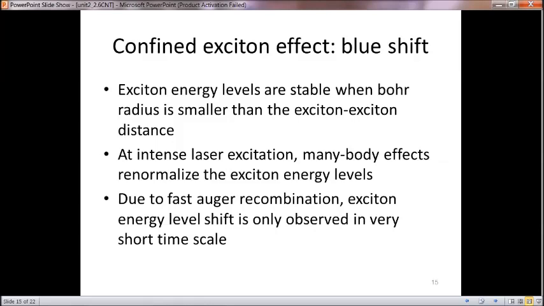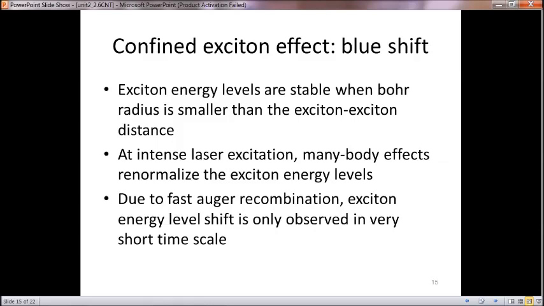At intense laser excitation, many body effects renormalize the exciton energy levels. So whenever another excitation is given using a laser, some effects will be there which will renormalize this exciton energy levels, so they may fall off. Due to fast Auger recombination, the exciton energy level shift is only observed in a very short time scale, that is below 2 picoseconds. So we can't detect that.